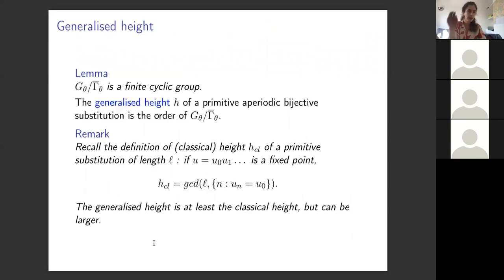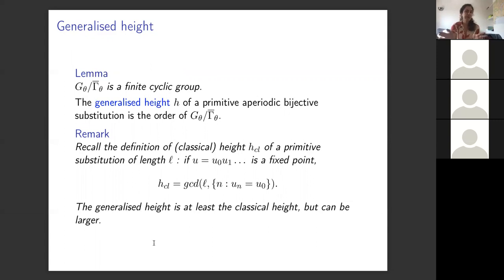All right, so I can now define generalized height. What is generalized height? It turns out that G theta quotiented out by gamma theta bar is finite and cyclic, and its order is what we call the generalized height.